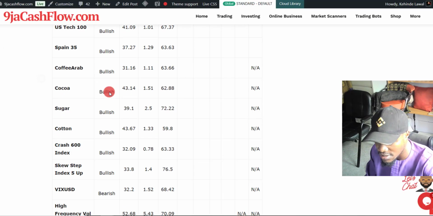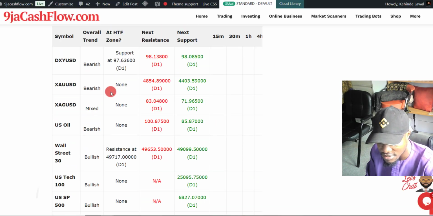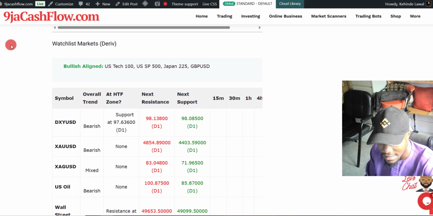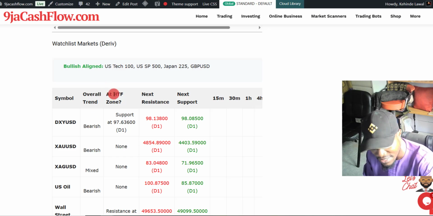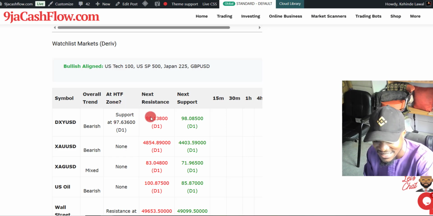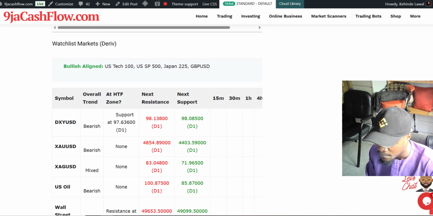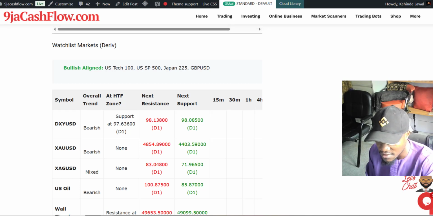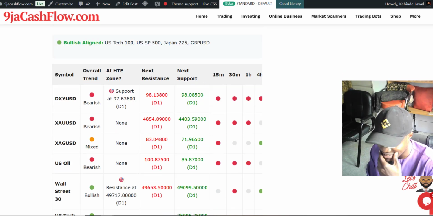Okay, so if you still scroll down, at the bottom we have the watch list. These are markets that I'm watching myself. So on Deriv, these are markets that I'm watching, and it's telling me the overall trend. It's telling me where the market is right now. It's saying it is at a higher time frame zone. It has the support of 97.6, and the next resistance is 98.1, while the next support is 98.08. So it also helps you with the resistance. For gold, it's telling us the next resistance is 44,854, next support is 4,403. So if you check all this, you see that if you look at your chart, it's actually correct.